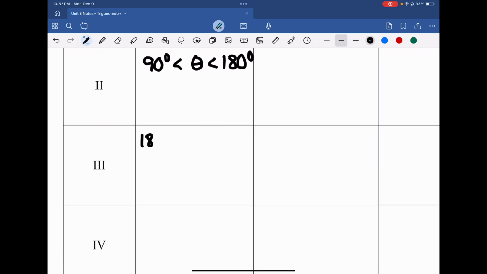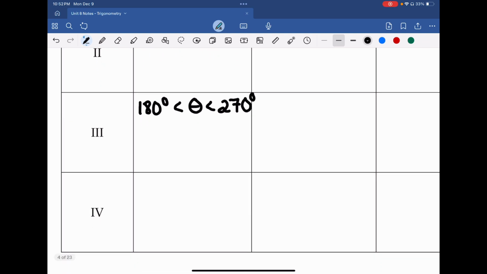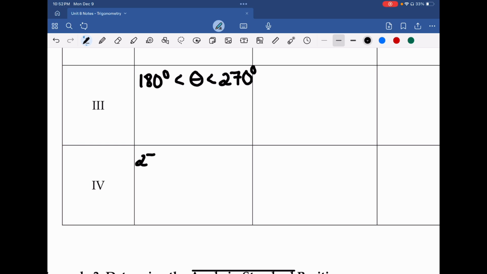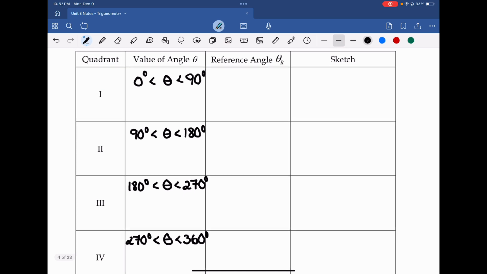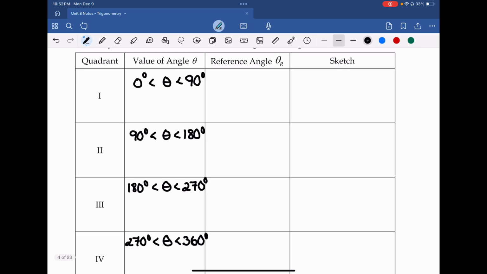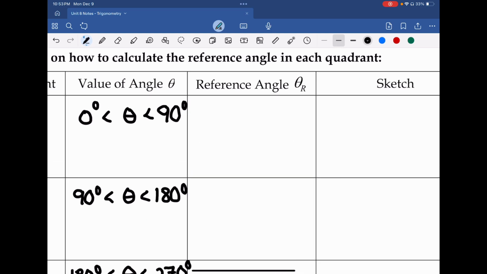If we go to quadrant 3, this is between 180, and I'll make that less than a little bit better. There we go. And 270, because that is our quadrant 3 endpoint. And then in terms of the last quadrant, it's all the values of 270 degrees and then contained within 360. Awesome. Perfect. Okay, so this provides us a bit of a template in terms of what values we would expect in these quadrants. But now we want to figure out what the reference angle is.